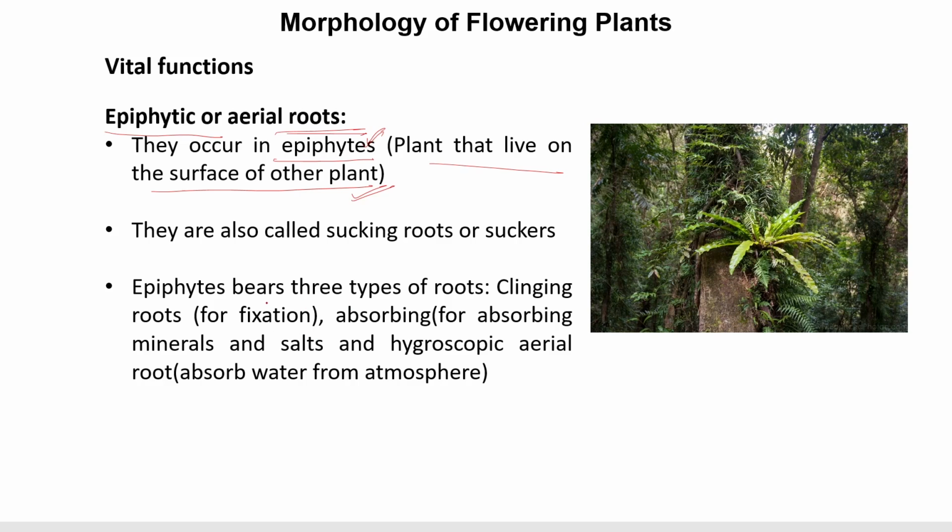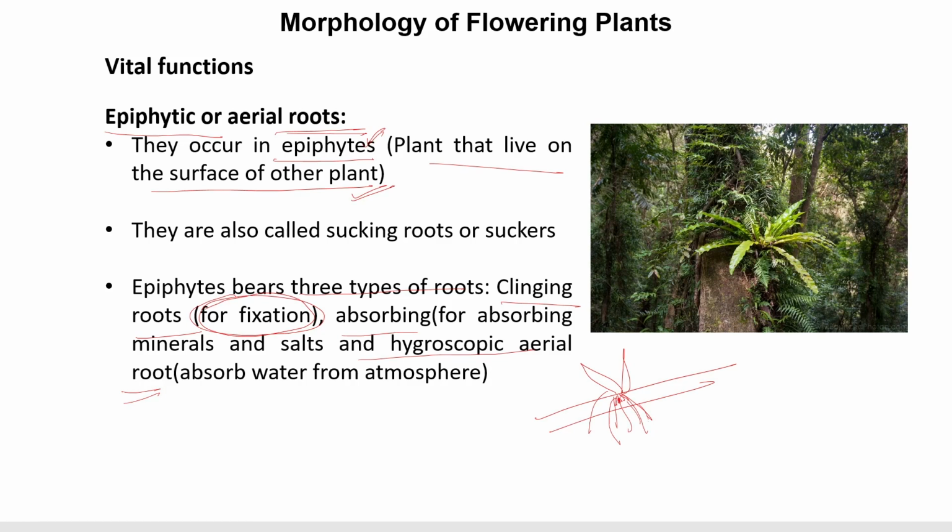Okay, and epiphytes bear three types of roots. They have three different types of roots. Clinging roots, just for fixation. So suppose there is an epiphyte, it will have clinging roots, and now they get attached to this. Then absorbing roots, for absorption of minerals and salt, and hygroscopic roots, for absorption from the atmosphere. Like this. Okay.